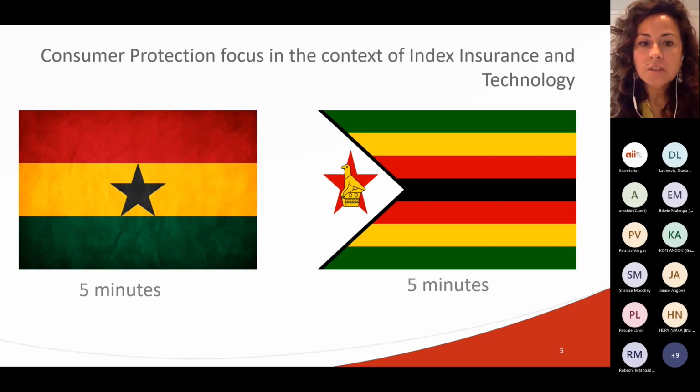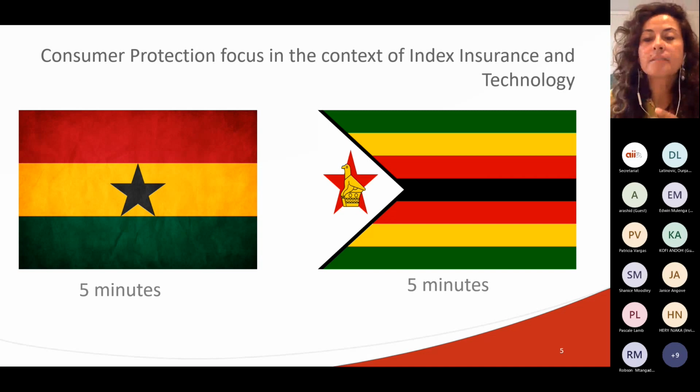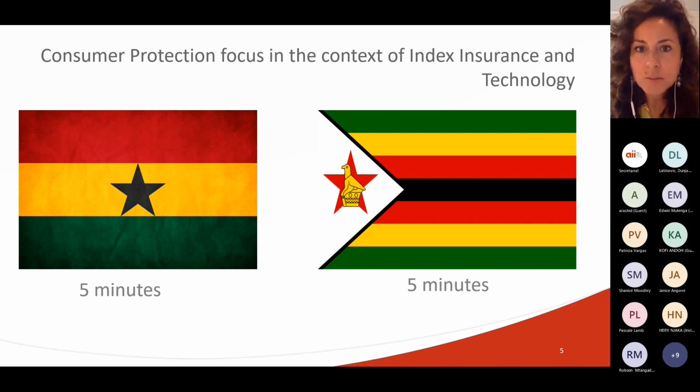And for this session, before starting with your case study, I wanted just to ask Rashid, maybe if you would like to start sharing a little bit the experience of Ghana. So you had this innovation, you are seeing index insurance schemes probably being developed in your country. You have identified that there might be some concerns. What have you done in that respect? So Abdul Rashid, if you want to take over and share your thoughts on Ghana, please.